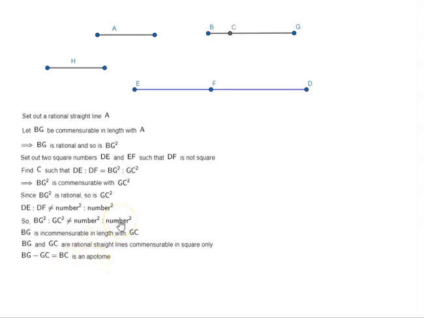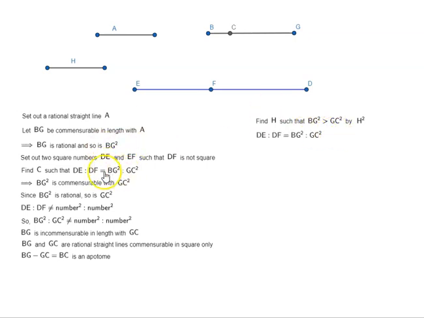But that is not what we have to find. We have to find the first apotome. So now find H such that BG square is greater than GC square by H square. It looks complicated, but it's pretty straightforward. H square will be equal to what? BG square minus GC square. And H will be what? The square root of BG square minus GC square.